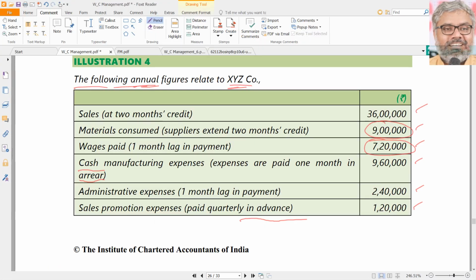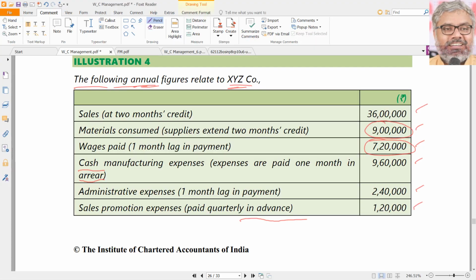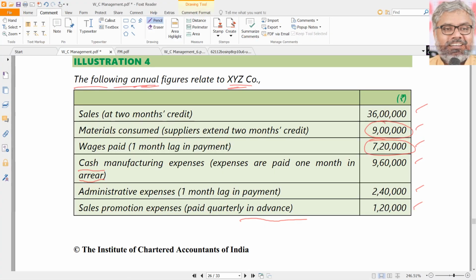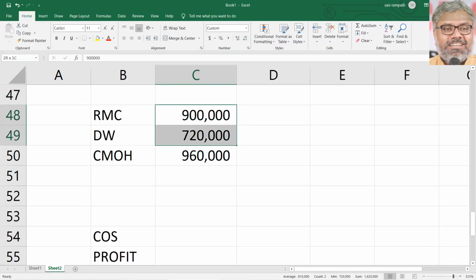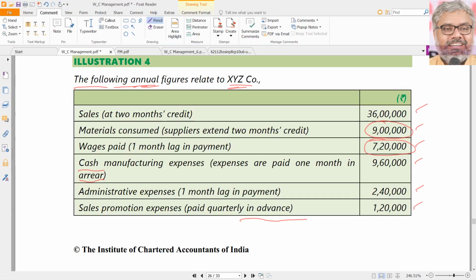First, let us take manufacturing overheads. Cash manufacturing overheads are given as 9 lakh 60,000. Okay. Up to here, this is the cost of production, right? But this is cash cost of production. Cash cost of production, that is 25 lakhs 80,000.